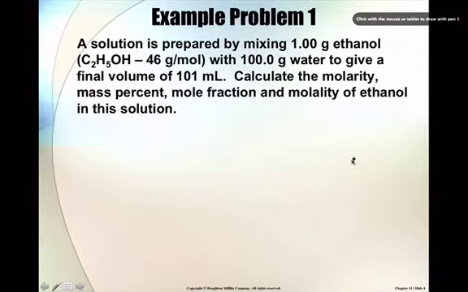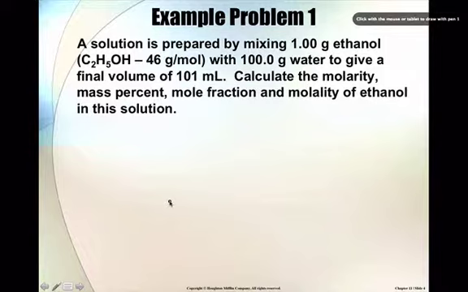So we have our first example problem, and it's a long one because they're asking us to calculate the molarity, the mass percent, mole fraction, and molality of the solution that they're telling us about up here. So I'm going to do these one by one. I'll erase my screen after each one because there is no way I'm going to be able to fit all this onto one screen. So it says a solution is prepared by mixing 1 gram of ethanol with 100 grams of water to give a final volume of 101 milliliters.